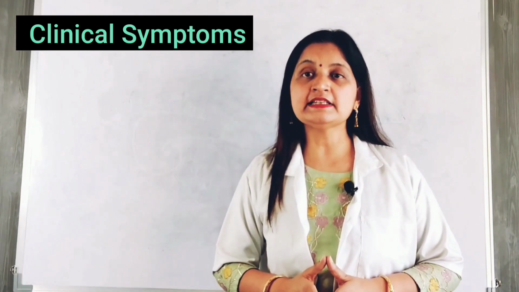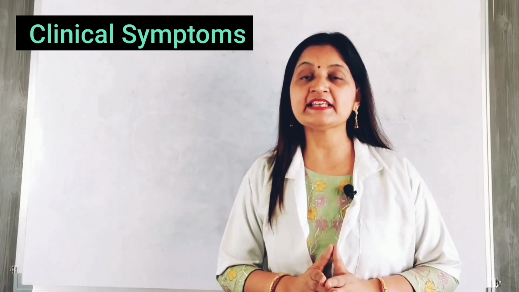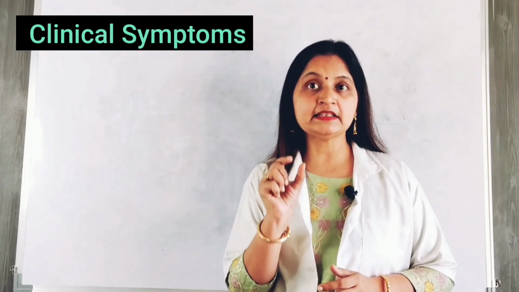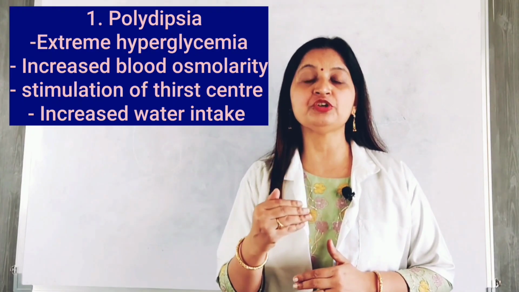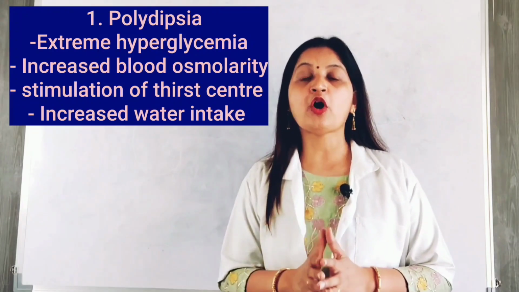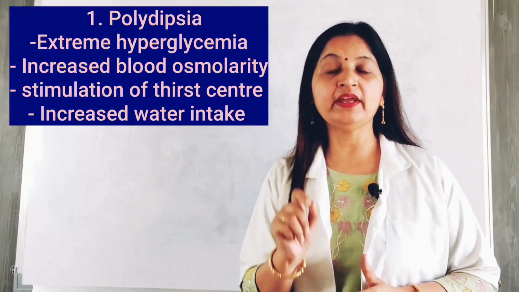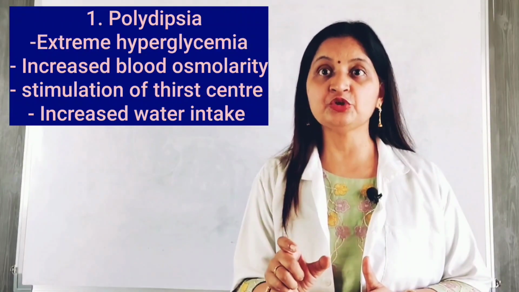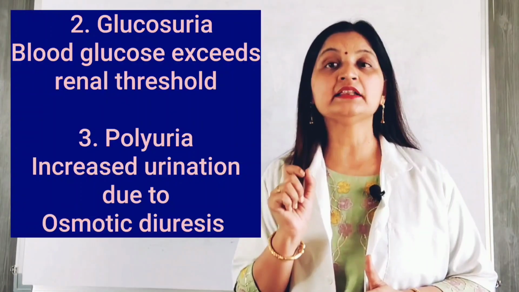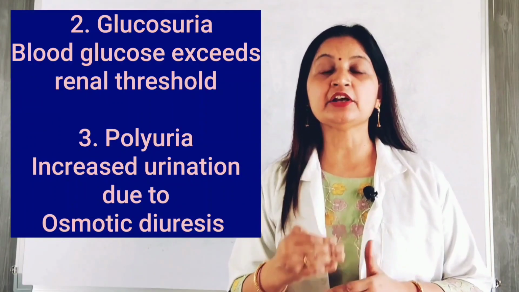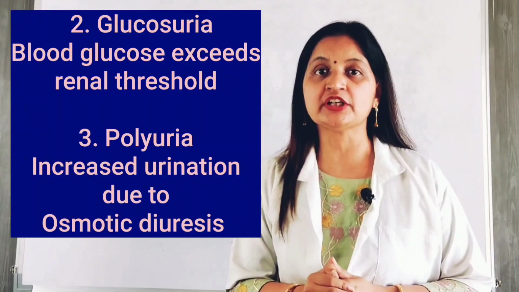Now coming to the clinical symptoms, because of extreme hyperglycemia, there is increased osmolarity of the blood, and this stimulates the thirst center and stimulates the patient to increase the water intake, causing polydipsia. When the blood glucose level exceeds the renal threshold, glucose appears in urine, causing glucosuria, and this causes osmotic diuresis and polyuria, that is increased frequency of urination.